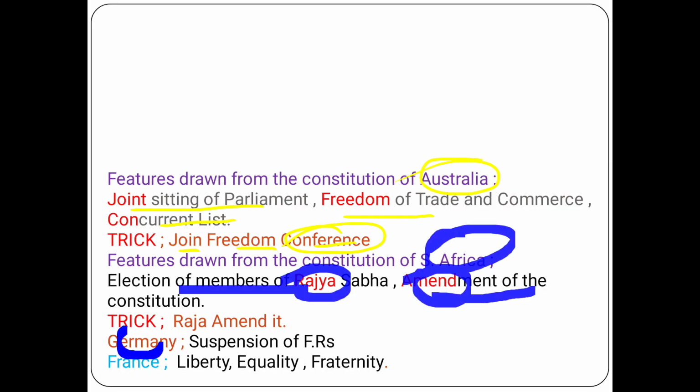As you know that during the Second World War, Germany often used to be a disturbed state. It often suspended fundamental rights. So we can directly relate suspension of fundamental rights to Germany. Now we will see the features drawn from the Constitution of France. French Revolution is known for liberty, equality, and fraternity. So we can relate the provisions like liberty, equality, and fraternity directly to France.